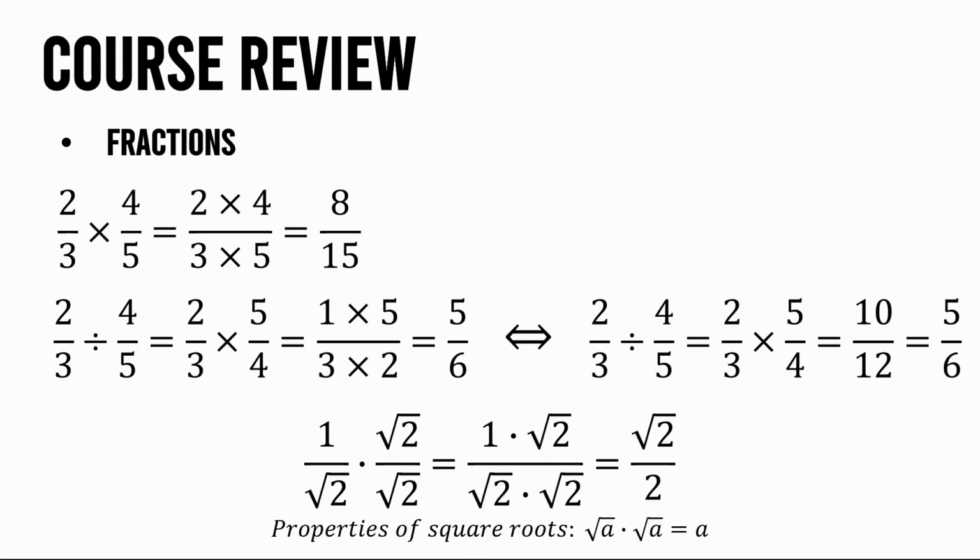Rationalization removes a radical from the denominator. Multiply a fraction by a form of 1 that places the radical in both numerator and denominator. Using the property of square roots, this eliminates the root from the denominator.